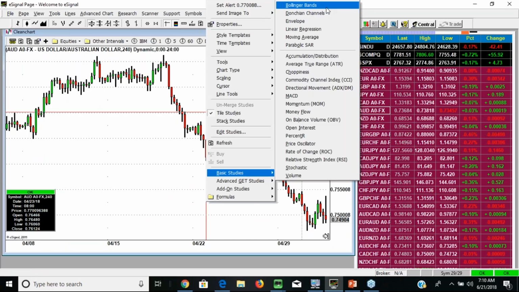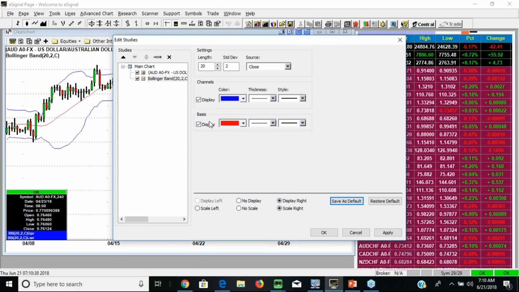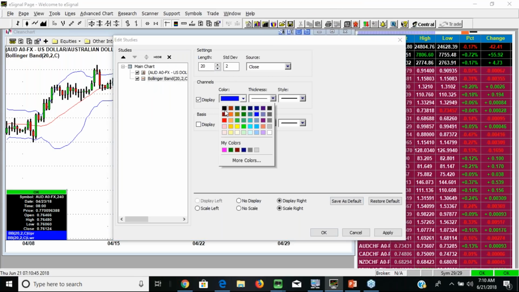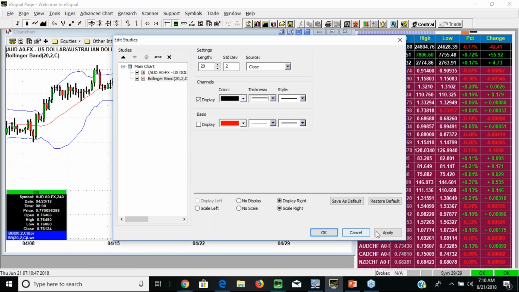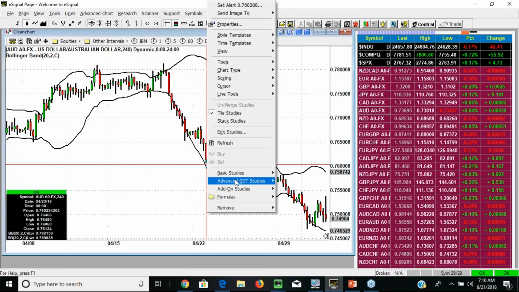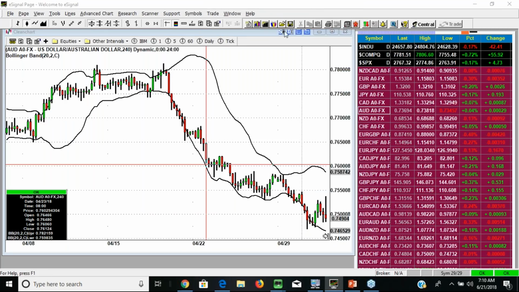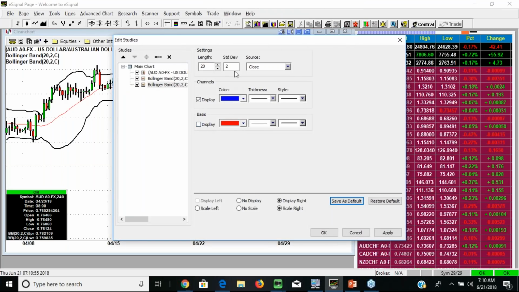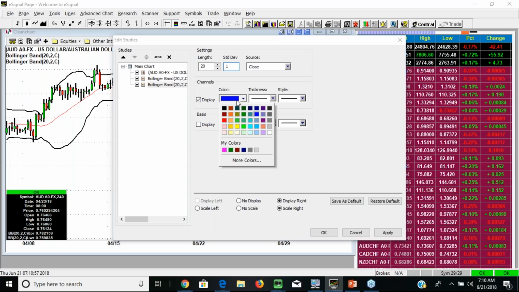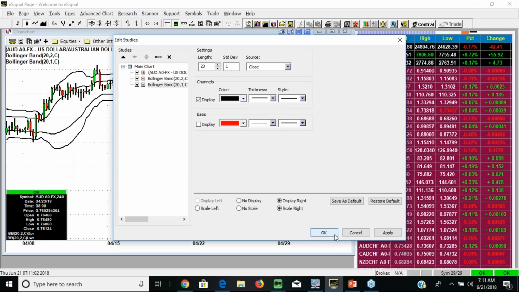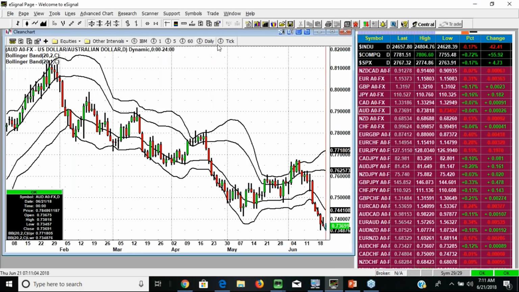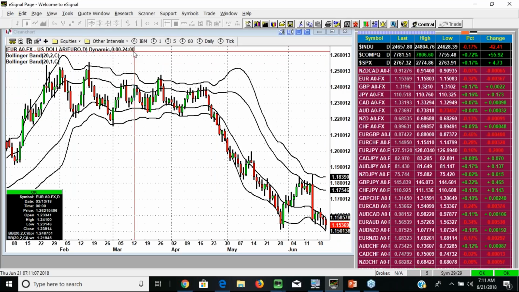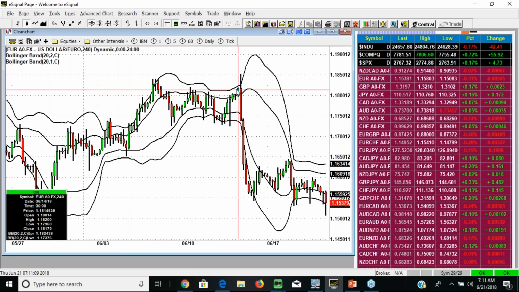So let's add on our Bollinger Bands, and you can do this on any charting package. I'm just going to make this black. So this is my second standard deviation Bollinger Band, and then I'm going to add in my first standard deviation Bollinger Band. So we're going to look at this. We'll start with the euro, look at this on the 4-hour chart basis.